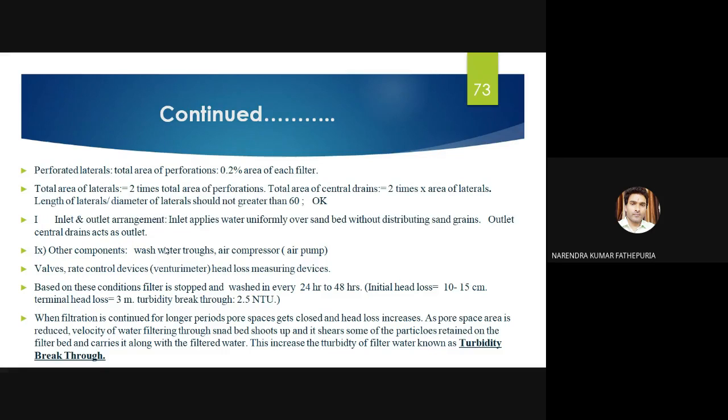First, the compressed air has to be diffused on the filter bed. Then after that, water washing is required. There are two operations: first air washing, then water washing. Then the filter will be clean and ready for the next operation. Various valves and rate control devices like a venturimeter you have to provide to measure the flow rate. Head loss measuring devices you have to provide too. Based on these conditions, the filter is stopped and washed every 24 to 48 hours.